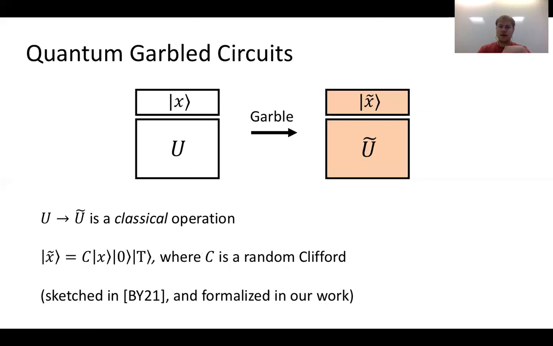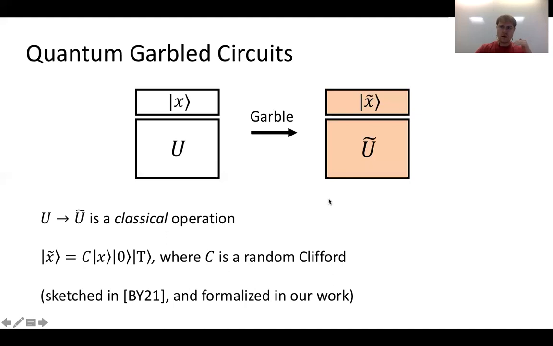And to be clear about what I meant by simple, the input garbling procedure basically takes your input X, appends some 0 states and some so-called magic T states, and then re-randomizes everything with a random Clifford. And this is simple because this Clifford computation is in general simpler than an arbitrary quantum operation. Okay. Right.